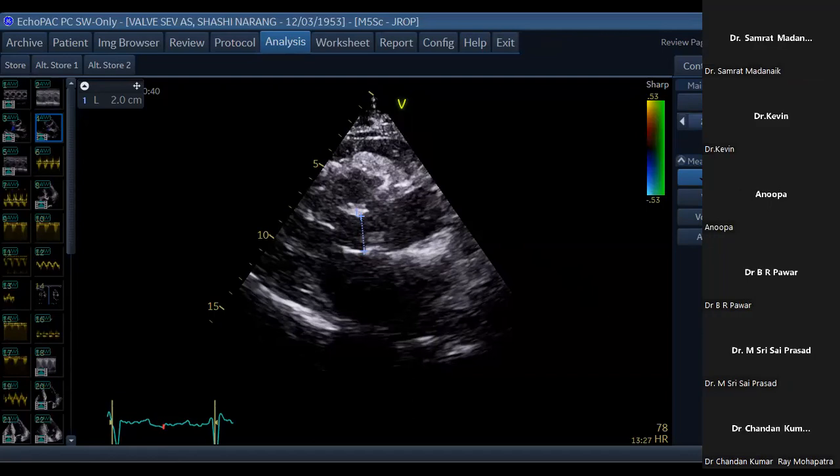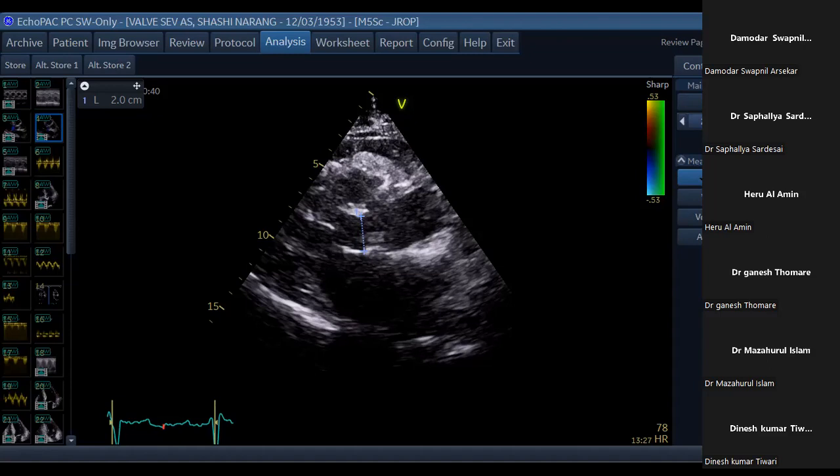Anything in aortic stenosis more? I've tried to make it as simple as possible, but any question which you want to ask for aortic stenosis? Good evening, sir. Dr. Samrat here. Sir, I am a bit confused about the term paradoxical aortic stenosis. Samrat will be talking about all these things when you come to us with the fellowship programs.